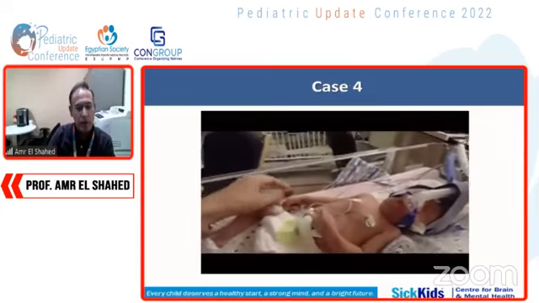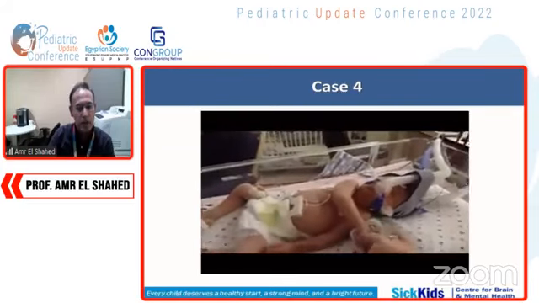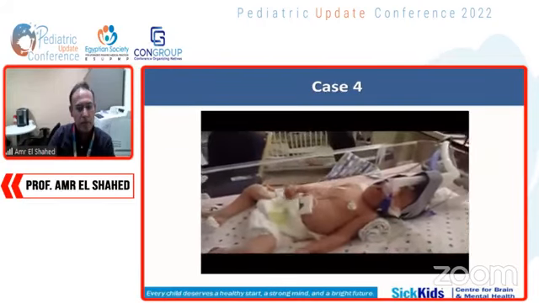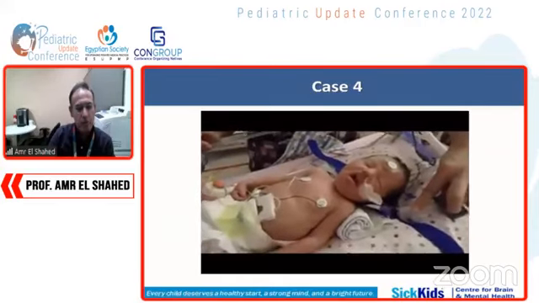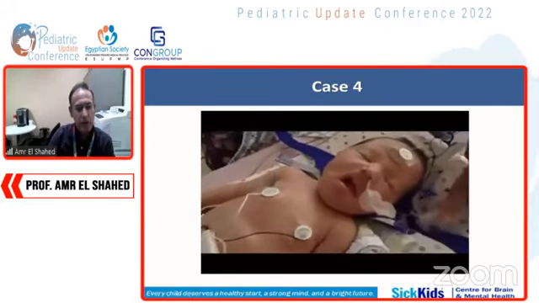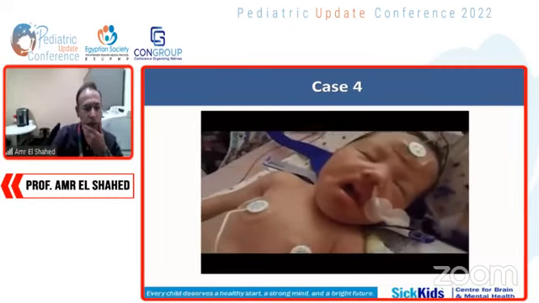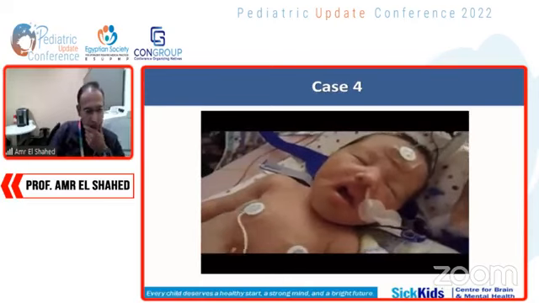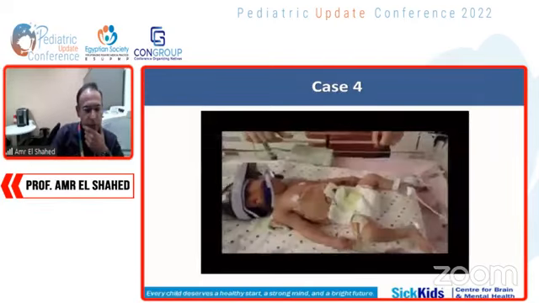His mouth is open here on the CPAP. This examination was done after feeding. Very encephalopathic, oculomotor hypotonia here. So severely encephalopathic patient compared to the previous ones for sure.